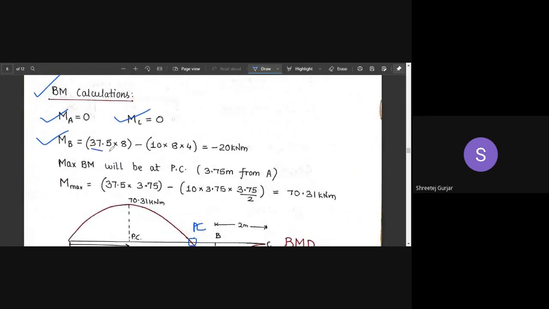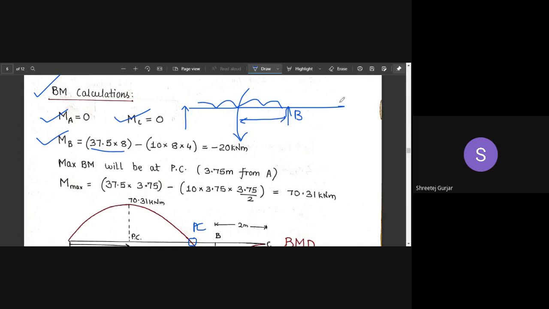So moment at B: 37.5 into 8, that is your reaction R into your distance from B. So this is RA, and this distance is 8. So 37.5, which is going clockwise, into your perpendicular distance, which is 8. And then you have a UDL of 10, right? So UDL of 10, which is going anti-clockwise with respect to point B. Then 10 into span of 8 and the distance perpendicular, which is 4.